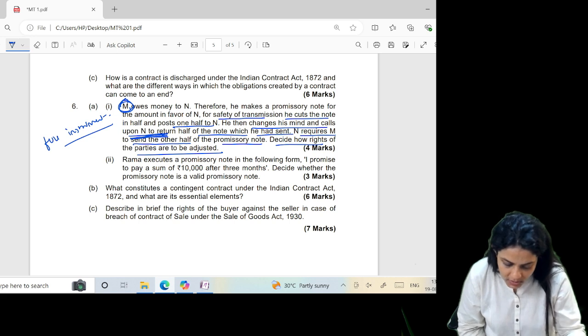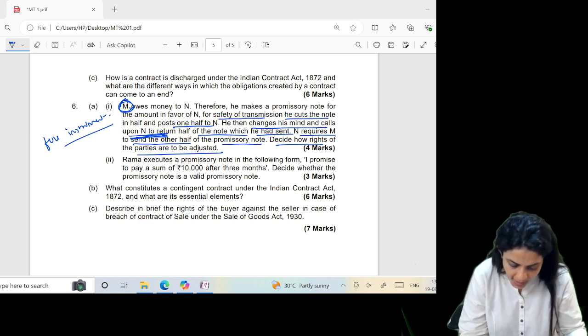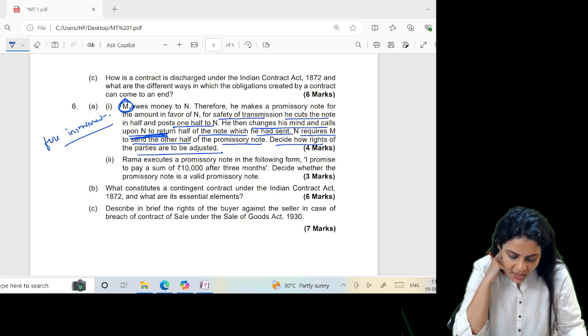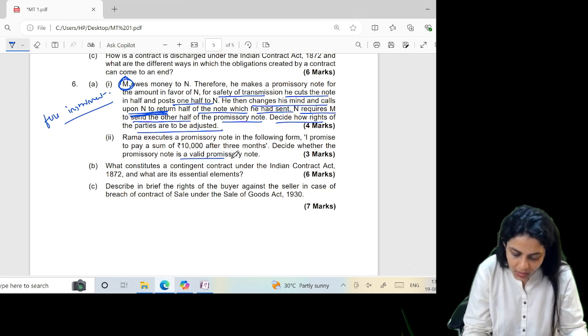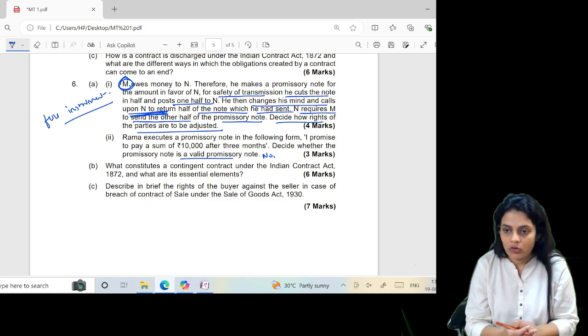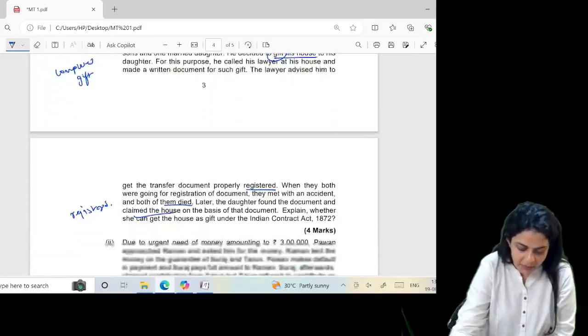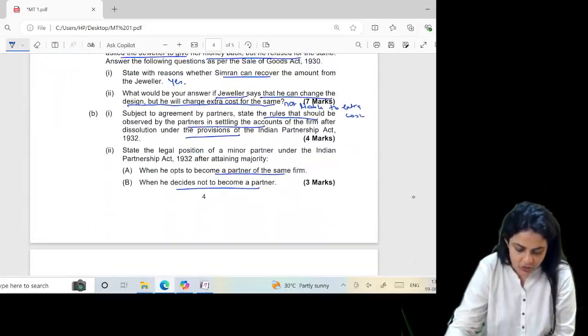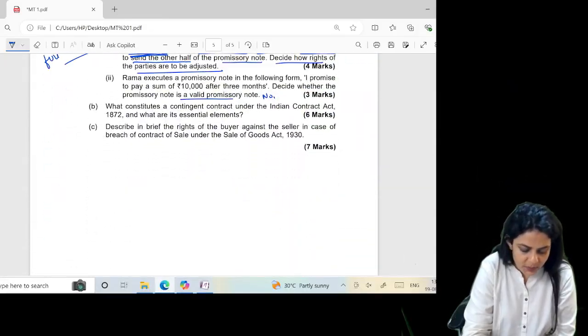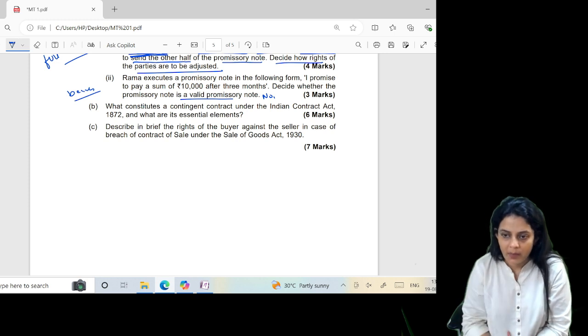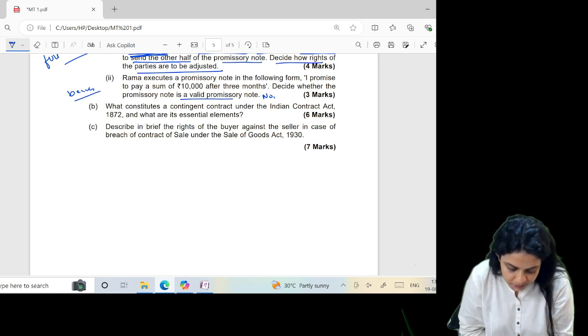Rama executes a promissory note in the following form: I promise to pay a sum of 10,000 after 3 months. Decide whether it is valid. No, it's not a valid promissory note. You are payable to whom? You have not written the name. And when the name of the payee is not given, it is a bearer instrument. And we already know, as per RBI notification, a promissory note is never payable to bearer. So it's not a valid promissory note.